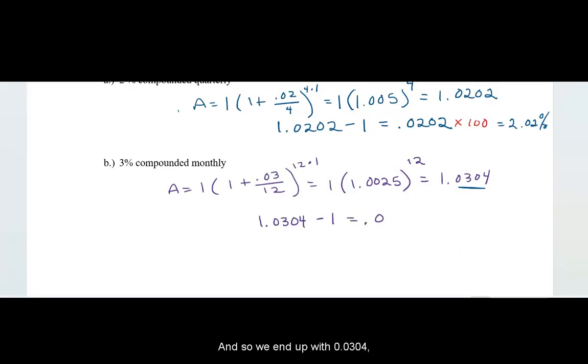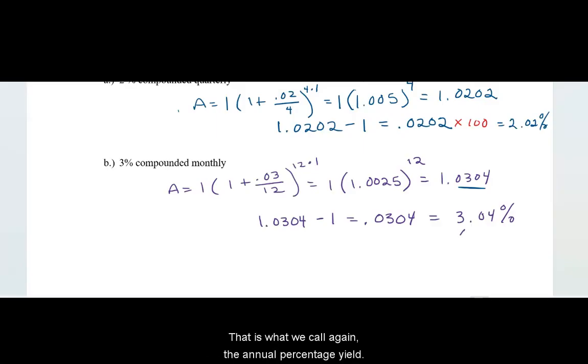And so we end up with 0.0304, which as a percent is 3.04%. That is what we call, again, the annual percentage yield. So you would need a simple interest rate of 3.04% to earn the same amount as 3% compounded monthly. And that's what that means. All right, this ends the whole compound interest topic, and we will start a whole new topic in the next video.